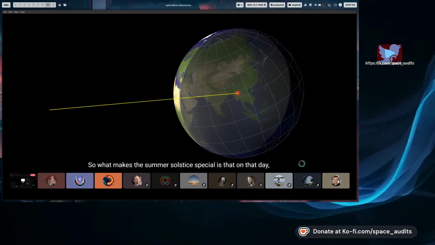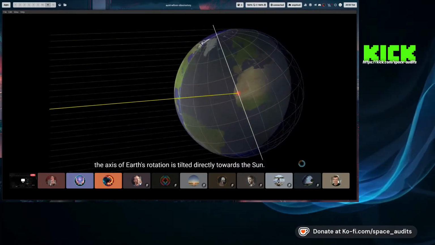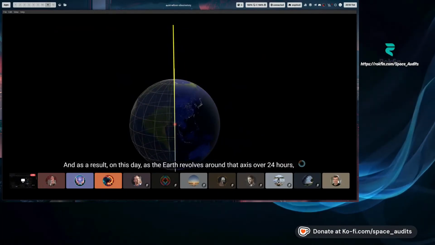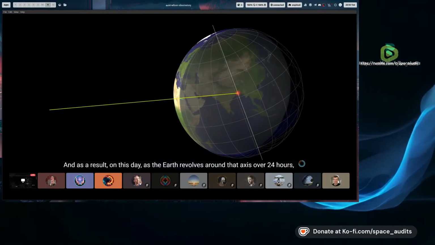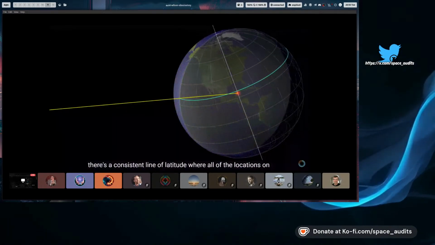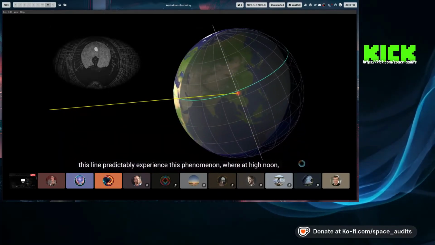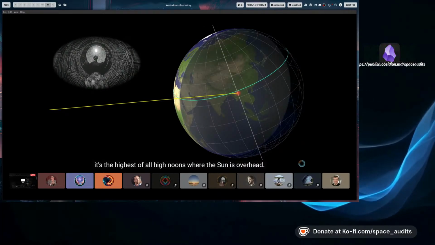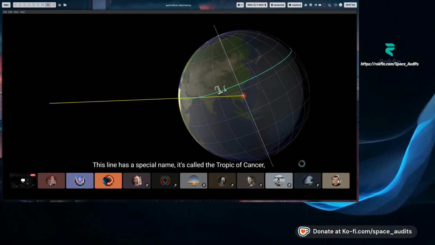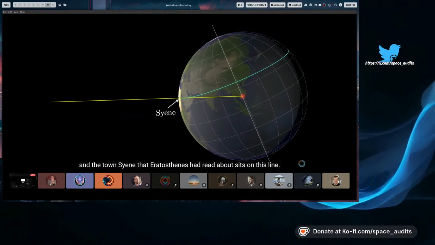So what makes the summer solstice special is that on that day, the axis of Earth's rotation is tilted directly towards the sun. And as a result, on this day, as the Earth revolves around that axis over 24 hours, there's a consistent line of latitude where all of the locations on this line predictably experience this phenomenon, where at high noon, it's the highest of all high noons, where the sun is overhead. This line has a special name, it's called the Tropic of Cancer, and the town Syene that Eratosthenes had read about sits on this line.